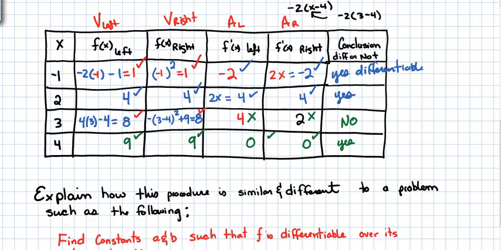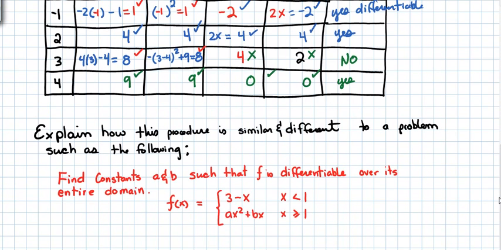Now the last piece on our example problem: explain how this procedure is similar and different to a problem such as the following. Find constants a and b such that f is differentiable over its entire domain. So this is a very similar problem using differentiability and continuity. In the last problem, all we had to do was check to see if f of x equaled g of x and f prime of x equals g prime of x.